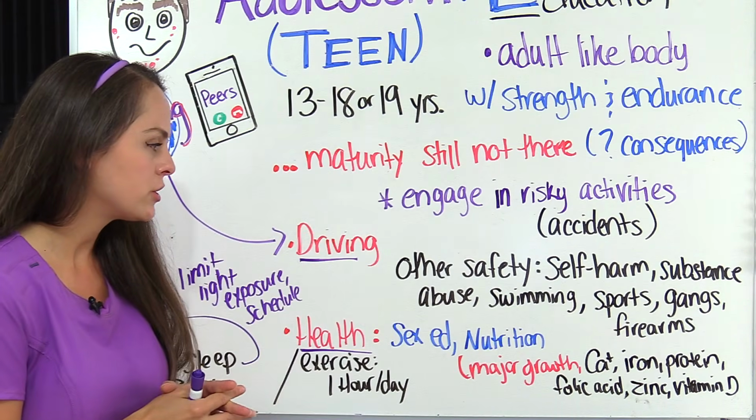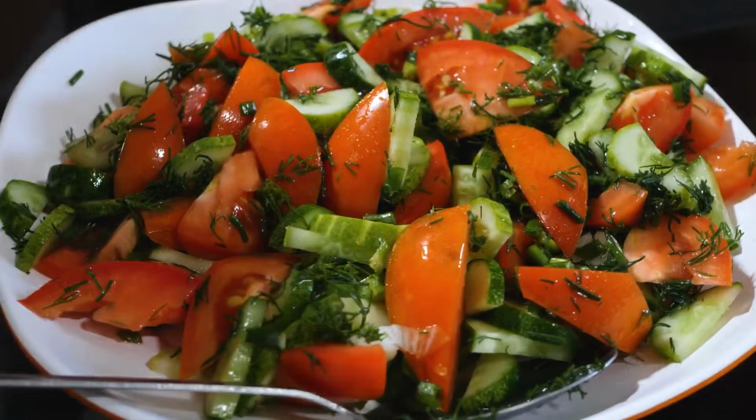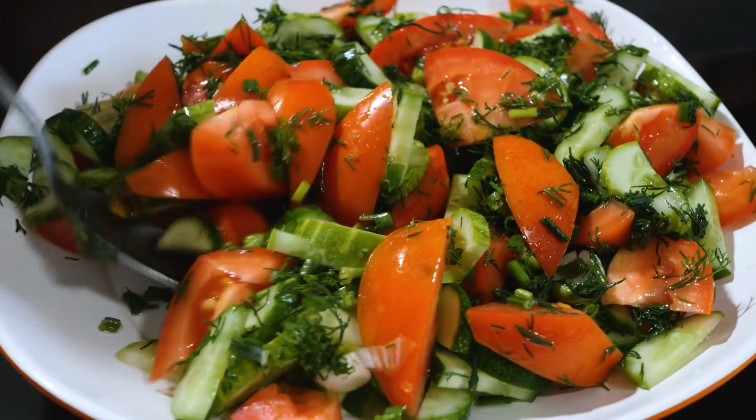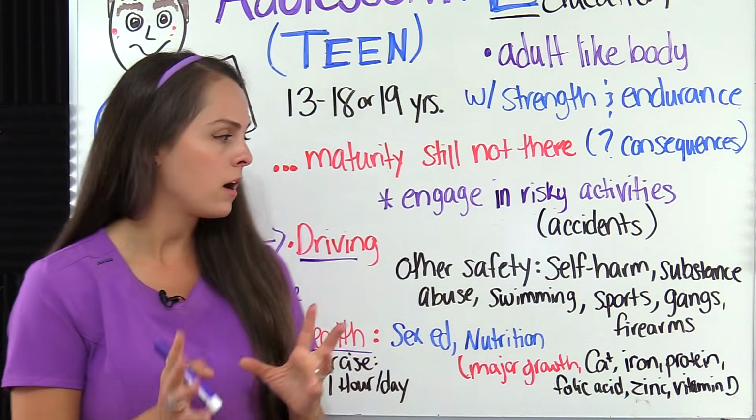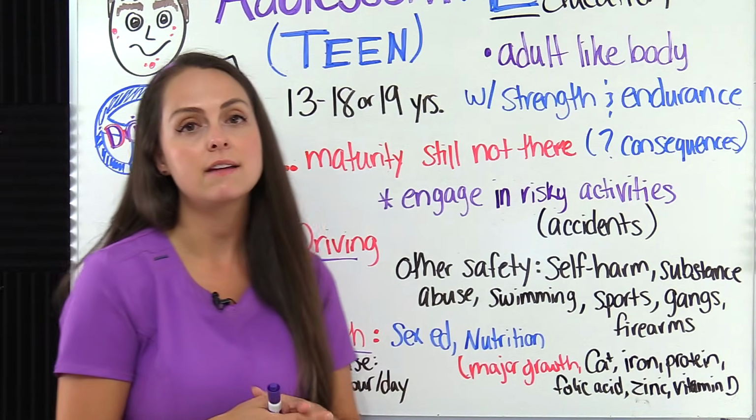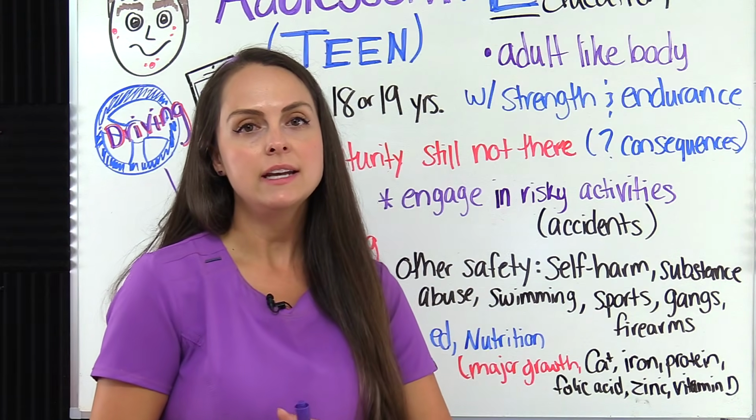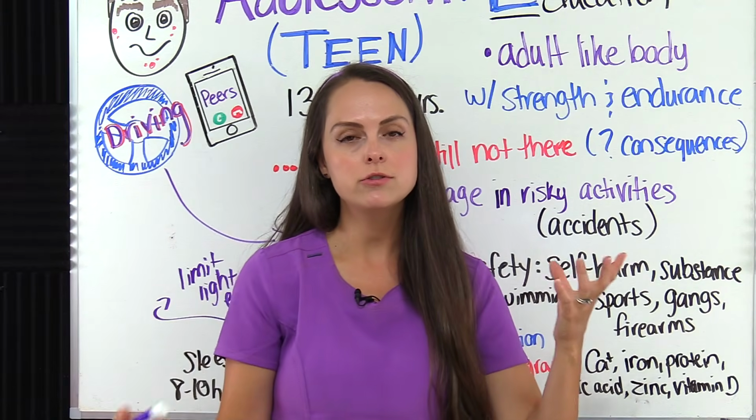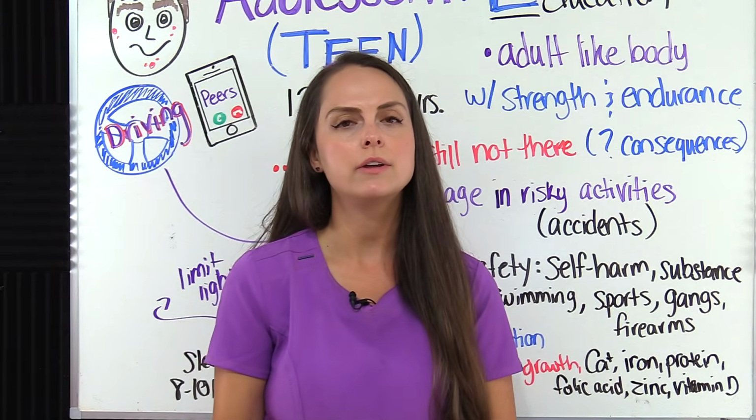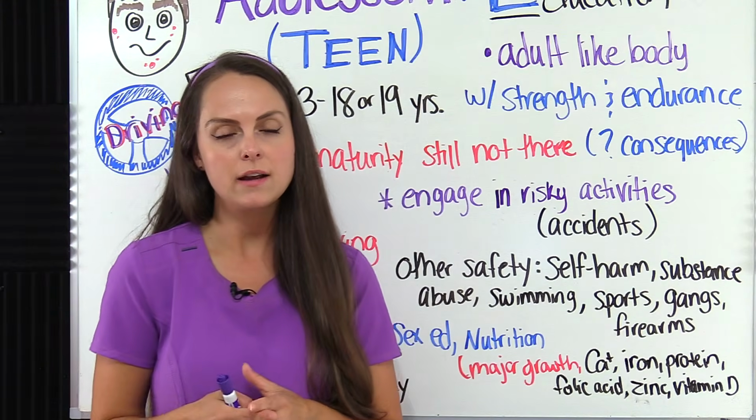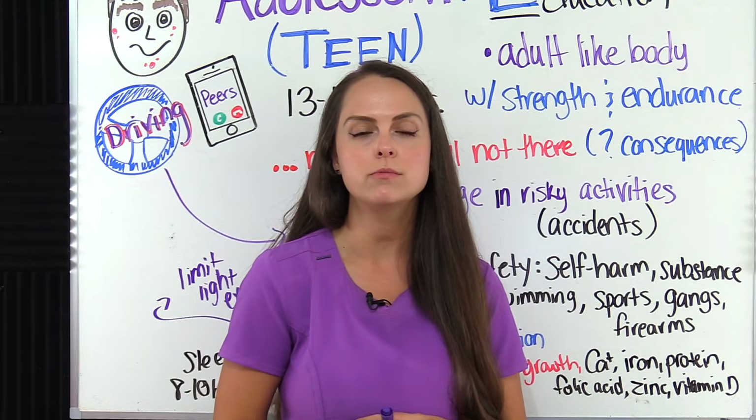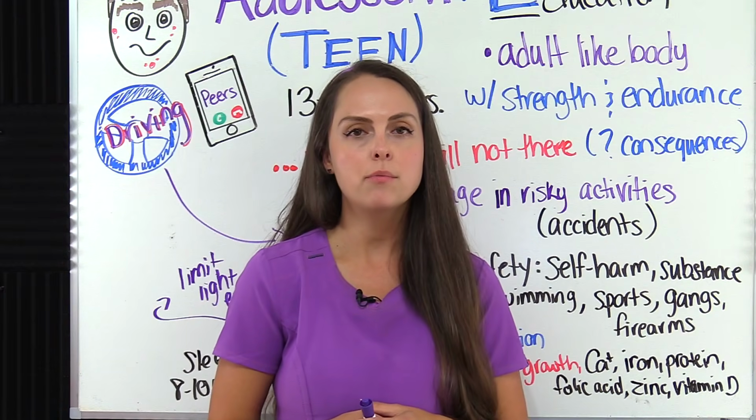So we need to make sure that they are consuming enough minerals and vitamins to facilitate that growth. So they want to make sure they consume good calcium, iron, protein, folic acid, zinc, and vitamin D. Now, the teenager, again, they have a lot of social influence. They are busy with school and other activities, so they may not consume what they need. Now, why would they not consume? What are some reasons why teenagers have poor nutrition?